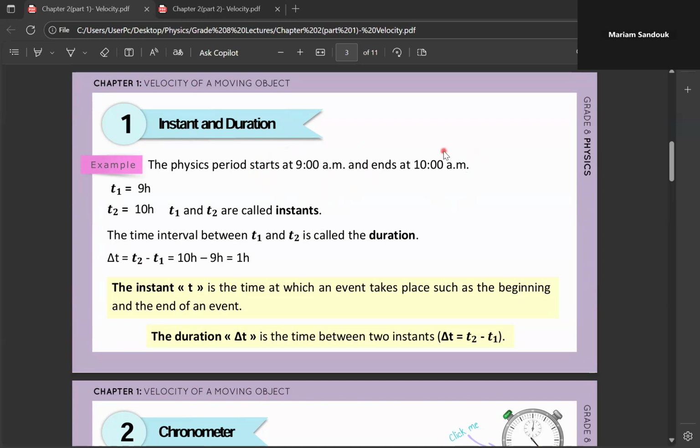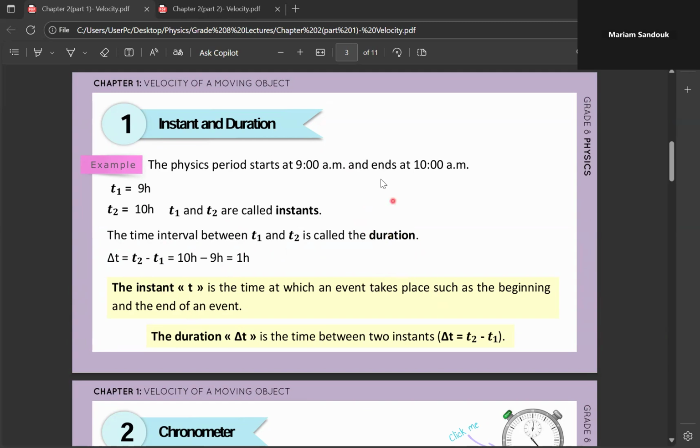And 10 a.m. is the end of the event, so it's the instant at which the event ends. This is the first instant, and this is the second instant. So T1 and T2 are called instants. T1, which is 9 a.m., is called the instant, and T2, which is 10 a.m., is also called an instant. Now the time interval between these two instants, T1 and T2, is called the duration.